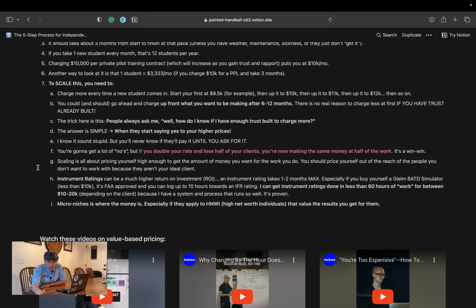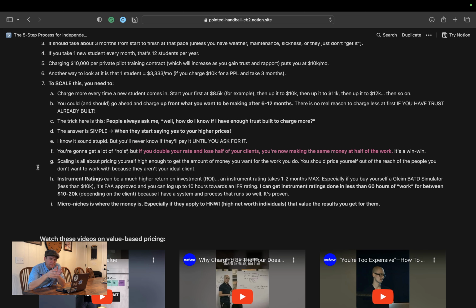And I know it sounds stupid, but you'll never know if people will pay more money until you start asking them for it. And every no that you get is one less no that you're going to get for the future. If you double your rates and lose half your clients, it's still a win because you're doing half the work for the same amount of income. And that's a win-win situation. Scaling this business really is about pricing yourself outside of the reach of the people that you don't want to work with. If they aren't your ideal client, you shouldn't feel guilty about saying no to them.